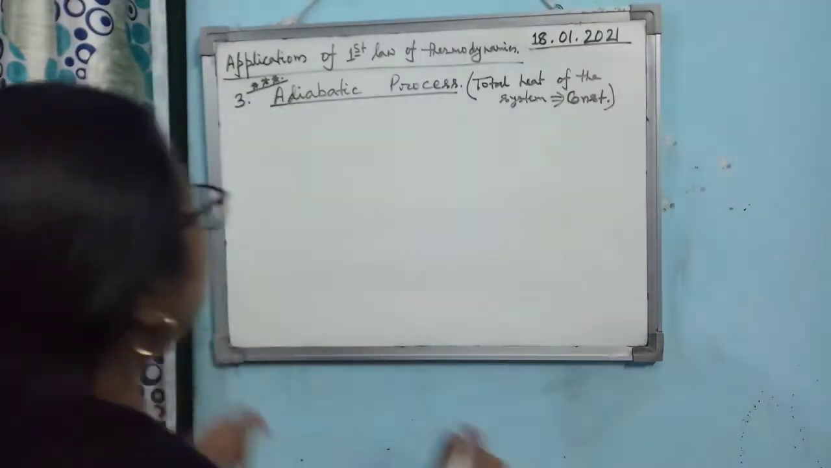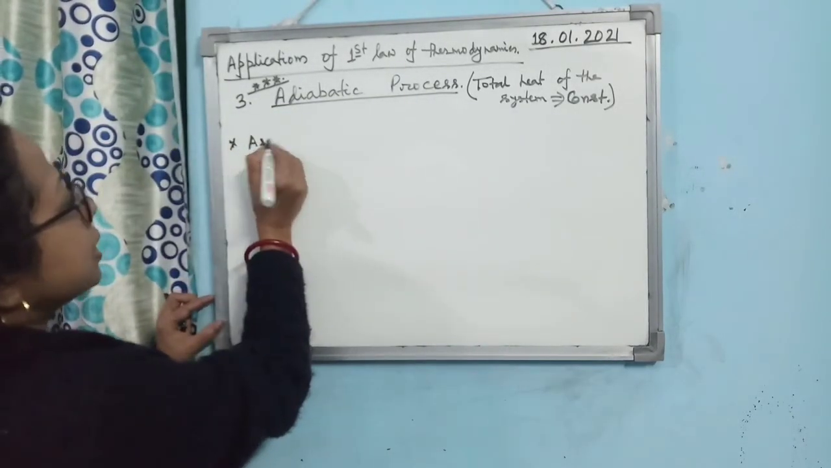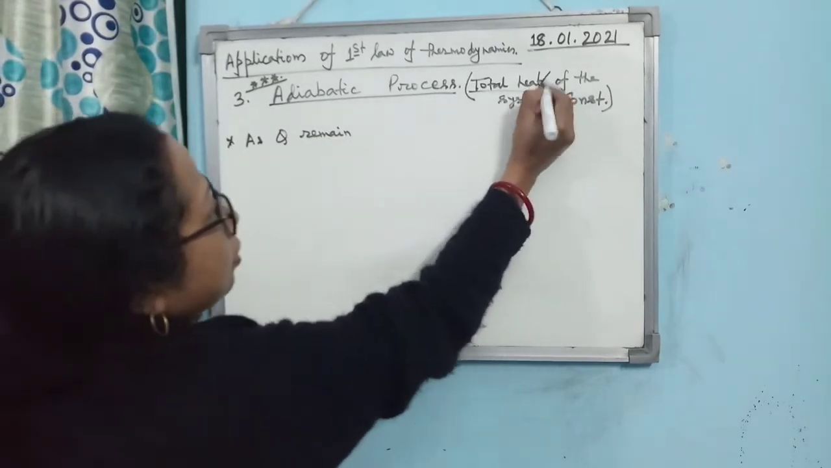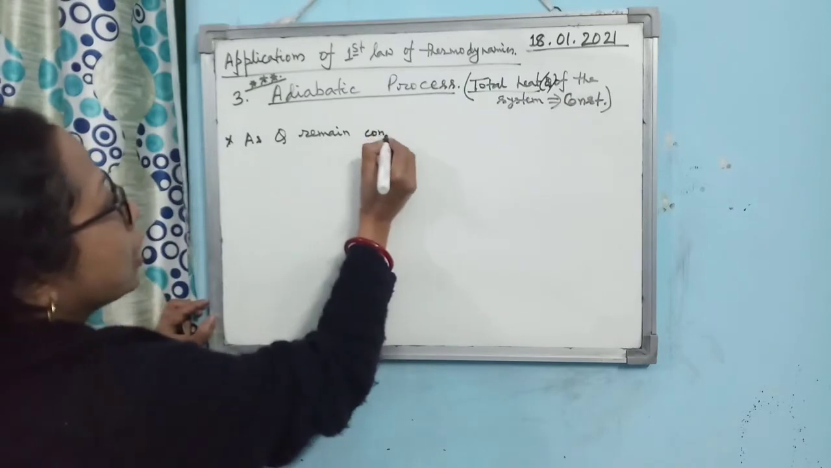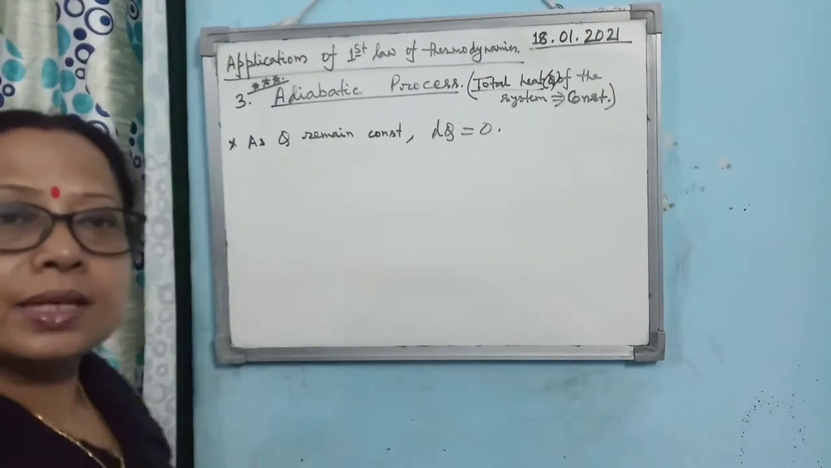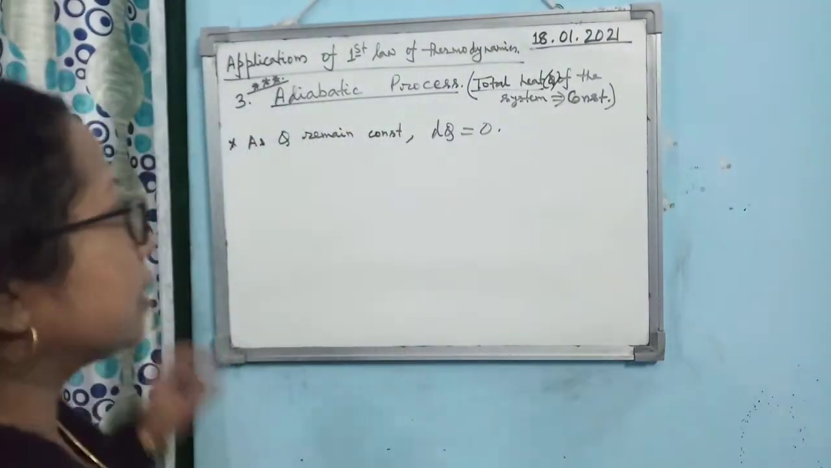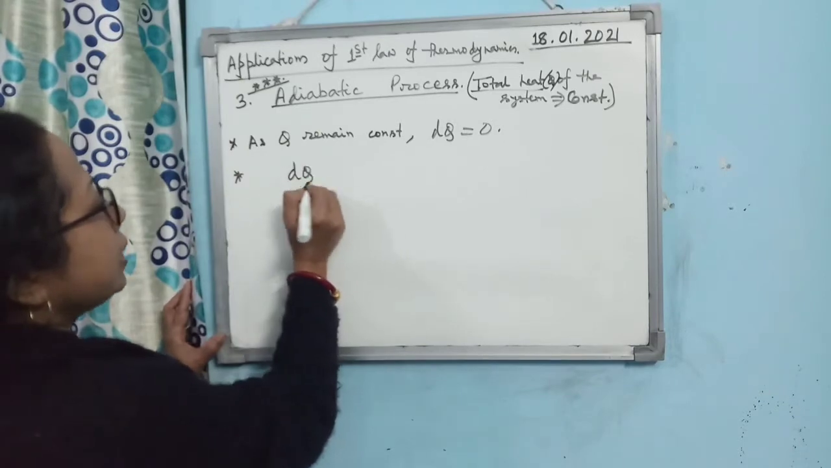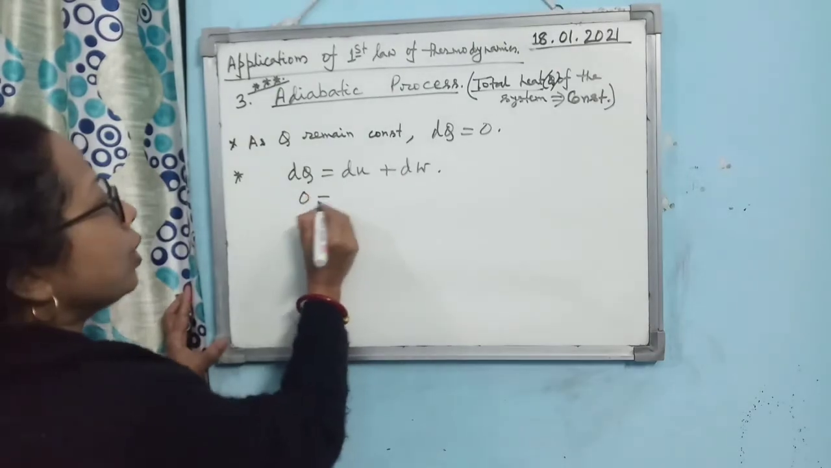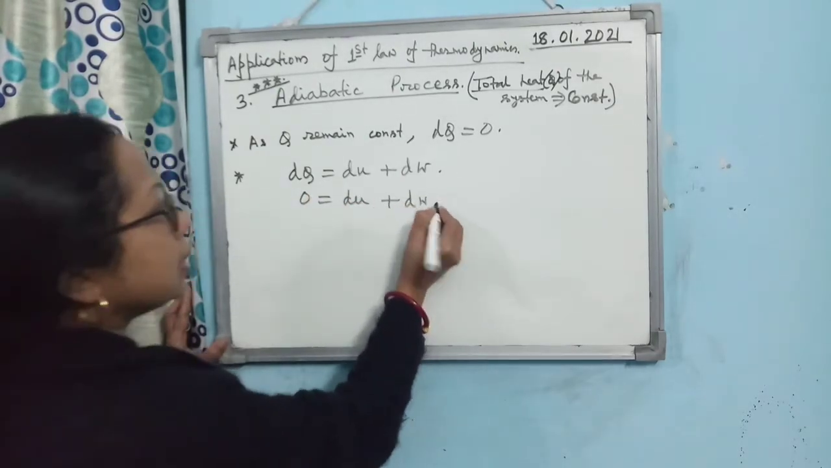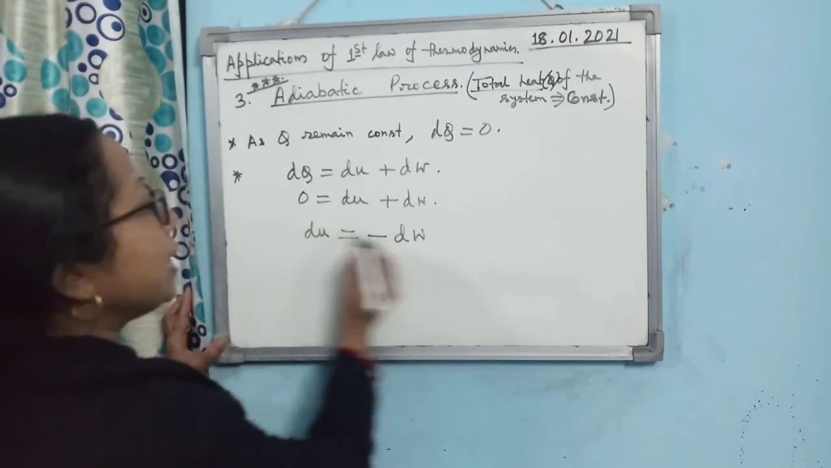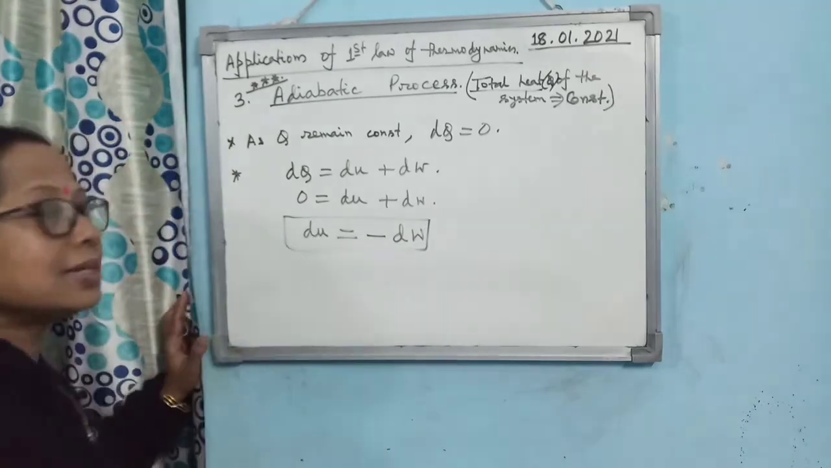Is that clear? So what is the first point? As Q remains constant, total heat Q remains constant. It means the change in heat is 0. Neither is the system absorbing heat nor releasing heat. So you can write dQ is equal to dU plus dW. So 0 is equal to dU plus dW. So you see you are getting dW is equal to minus dU.